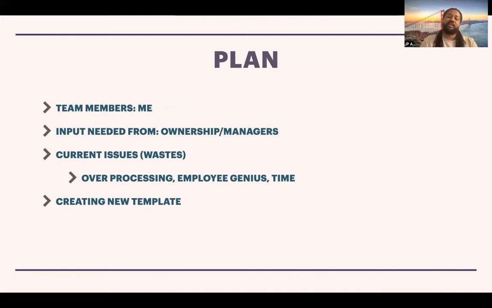For the plan step, the main team member would be me. Input would be needed from ownership and managers. They're the main ones driving this, they're the main ones involved with the meeting as well as the outcome of these meetings, and they take care of all the action items that come out of them. So it's very important that they're aware of what's going on. For the current issues we're facing with this process, we have over-processing, employee genius, time, and creating a new template. Well, the creating of the new template is what we're going to do to solve the issue, but over-processing, employee genius, and time are what we're going to be trying to resolve.